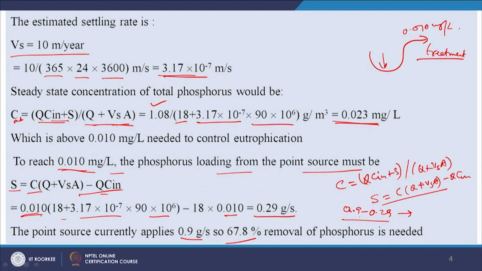Okay. So, almost 3 times. So, that is equal to 67.7%. So, you can get 0.9 minus 0.29 divided by 0.9 into 100. So, that we will get this 67.8%.